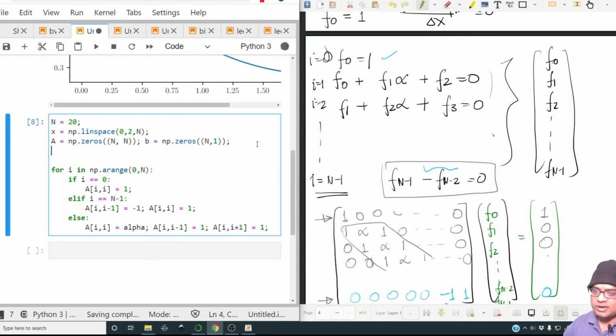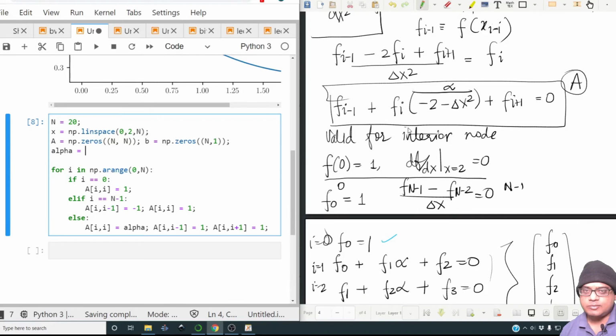So let me define what alpha is. Alpha we had defined as minus 2 minus delta x square. So minus 2 minus dx square. What is dx going to be? dx is going to be x1 minus x0. It's simply the difference between two nodes.